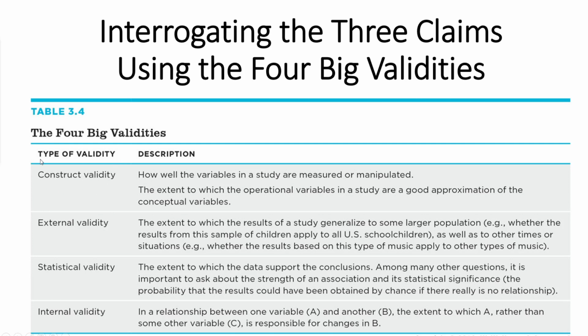And so our 4 validities are listed on the side here: construct validity, external validity, statistical validity, and internal validity. And we're going to talk about each of those. So construct validity is talking about how well the variables in a study are measured or manipulated. So it's the extent to which operational variables in a study are a good approximation of the conceptual variables. So this is talking about how well constructed, how solid, the experimental setup is.